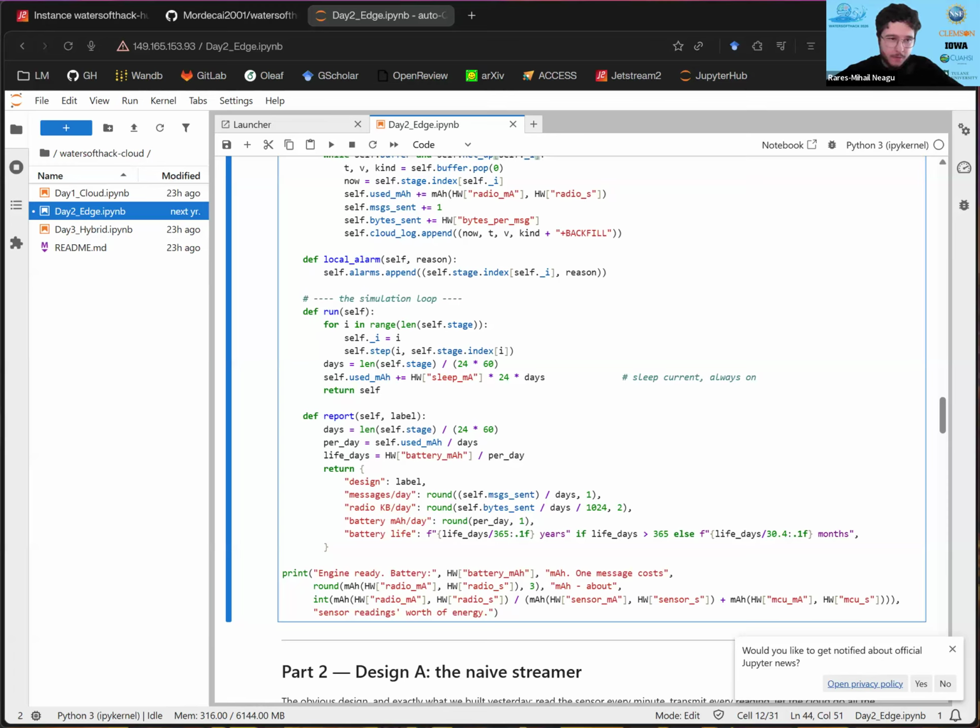Okay. So we have some battery life math, which basically gets the battery storage or capacity and divides it by how much we used per day. And so it creates an estimate of how many live days we've got left. Okay, then it prints years if that exceeds 360 days. Otherwise, it prints months or days.